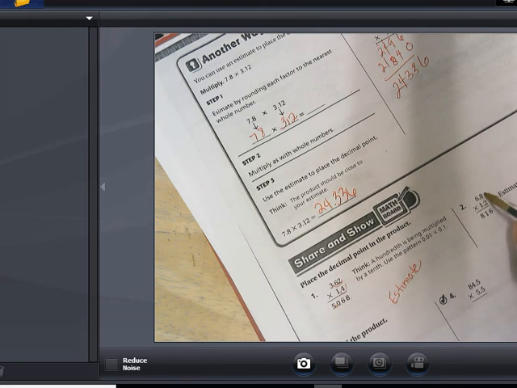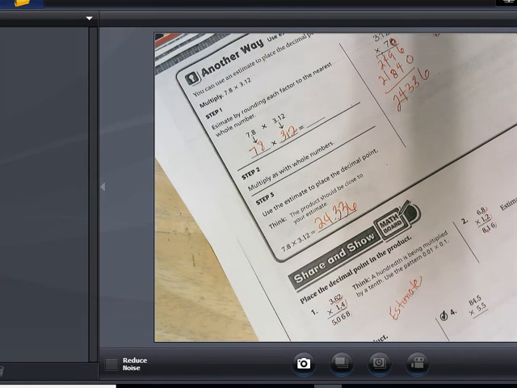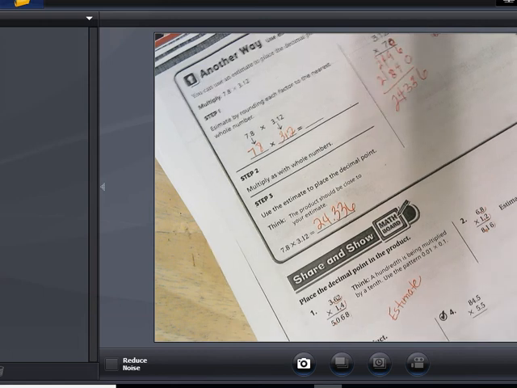So here I have a tenth, 1 out, 2 out. A tenth times a tenth is a hundredth. I move it back in, 1, 2. I have to have it right here. If you don't understand that concept, please come talk to me.